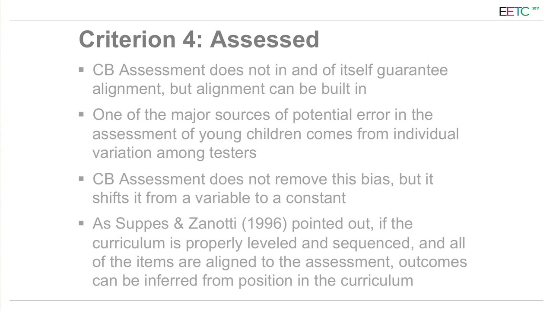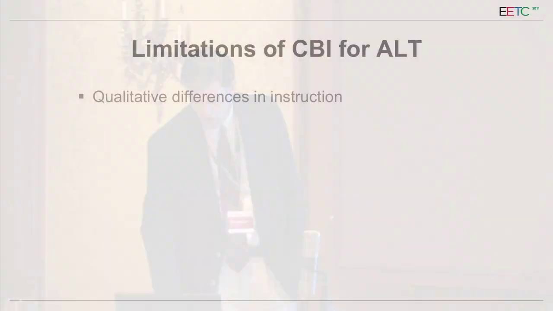And as Suppes and Zanotti pointed out in '96, if the curriculum is properly leveled in sequence and all of the items are aligned to the assessment, outcomes can be inferred from position in the curriculum. Very, very powerful. We start to have predictive things. I can start to say, this child, if I want this child to end here, they're going to need this amount of time on this curriculum based on their current learning velocity. That's a very, very powerful tool.